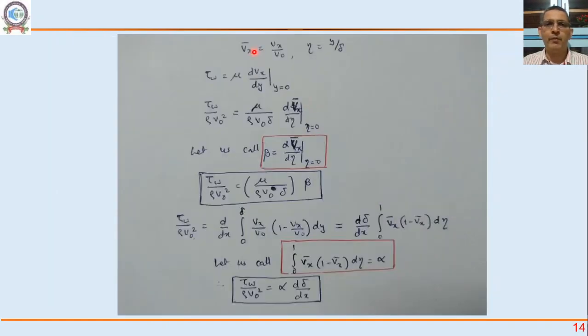Now, again we are making it dimensionless. So Vx bar is Vx by v naught, and eta we are saying is y by delta. Tau w, if we say, is mu dVx by dy at y equal to 0. Tau w by rho v naught square we can write as mu over rho v naught delta times dVx bar by d eta at eta equal to 0. Let's call this slope, this value of the slope, beta. It is like the value of the slope here.